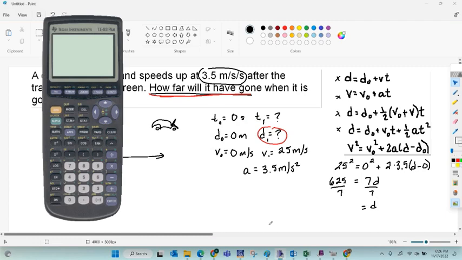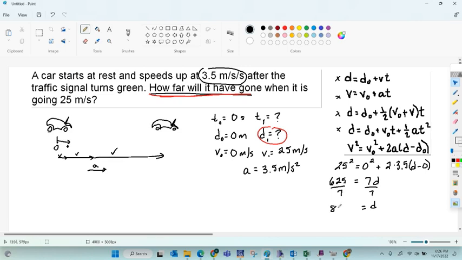Okay, so 625 divided by 7. So we have about 89.3. And since it's meters per second squared and meters per second, our position is going to be at 89.3 meters. That's also how far it will have gone because we started at 0. So 89.3 meters would be our answer for that problem.